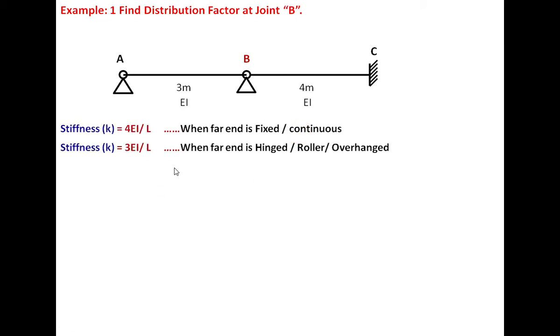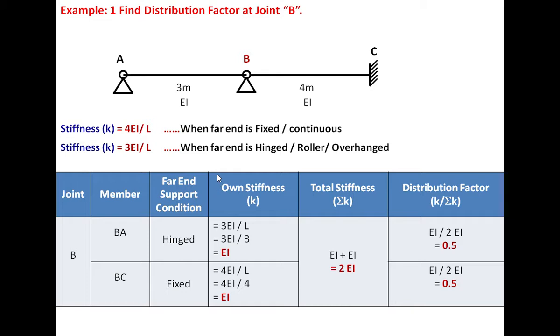So we can prepare a small table for ease of calculation. Whatever point you want to find the distribution factor for, the first column will be that particular joint. Now this joint B has two members.